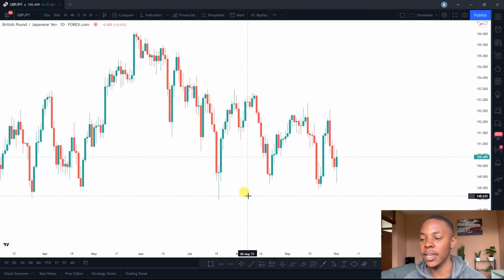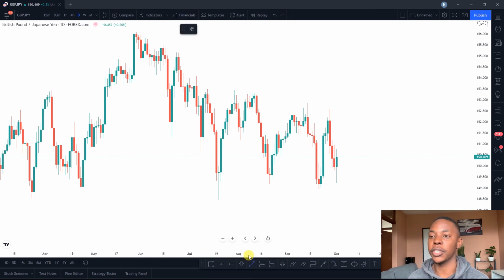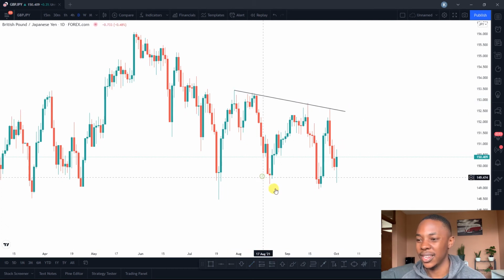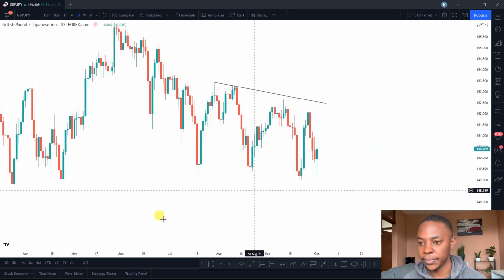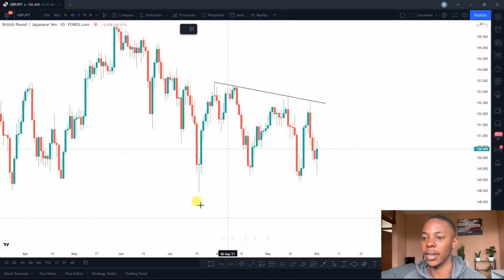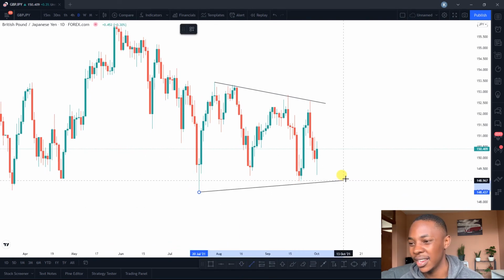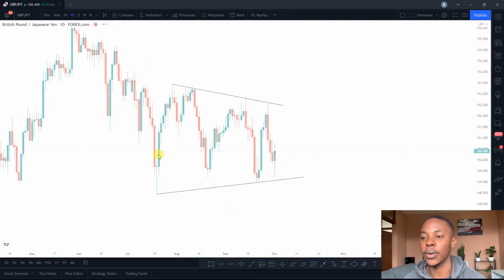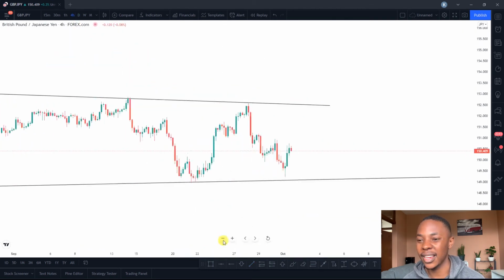As again, I already trade GBP pairs. GBP JPY is one of my favorite pairs, so it's easy for me to just spot setups, because I'm always keeping it on the watch. As you can see now, see that proper resistance, have your support, and then switch to a lower time frame to see what's really happening.